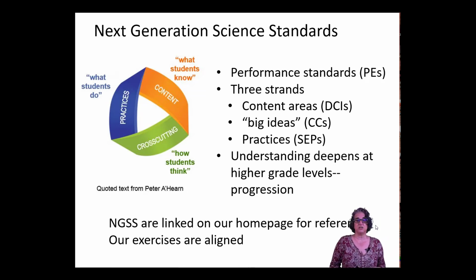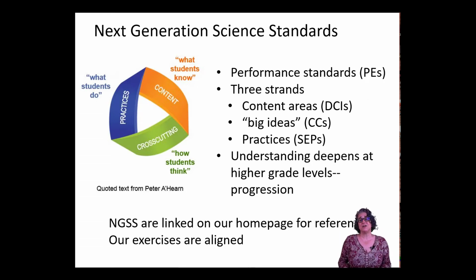There are three components to this, which are called the three threads. You can see they're color-coded as blue, orange, and green. There is the content, which are DCIs. These are the content areas, and I'll be showing you those in just a moment. So this would be the parts of what you should know in the earth science, physical science, and biological, life sciences. There are cross-cutting concepts, which are bigger ideas that you'd find in all disciplines of science.